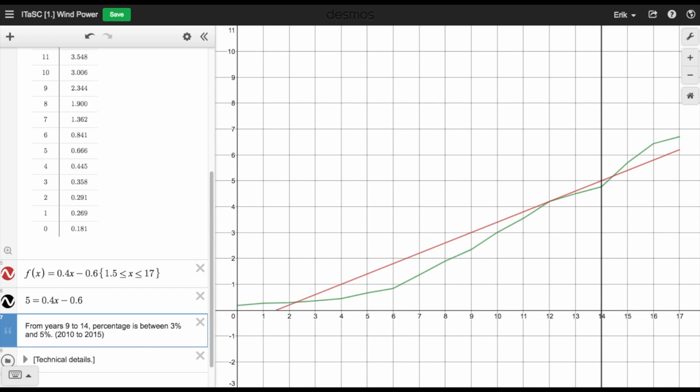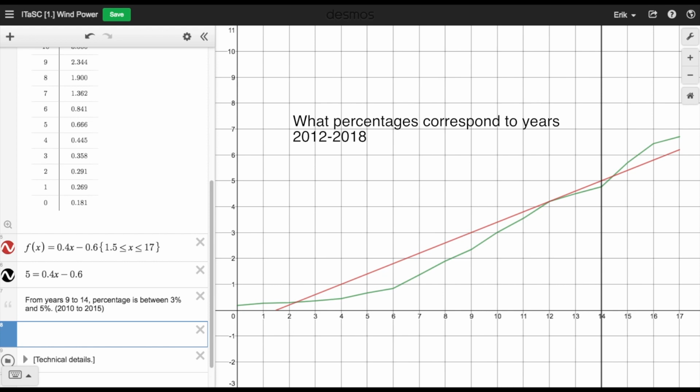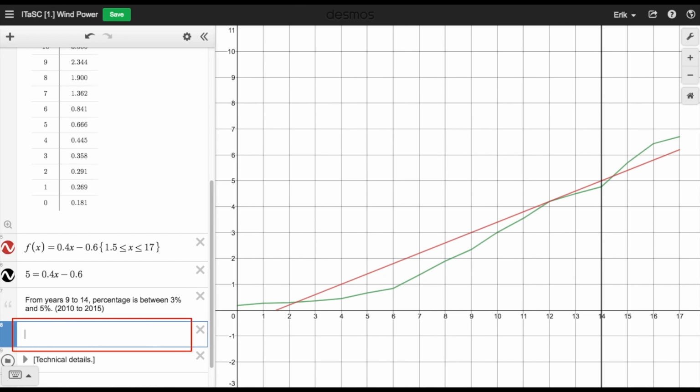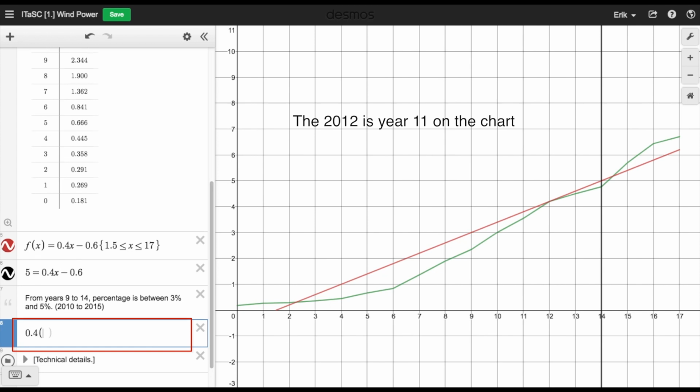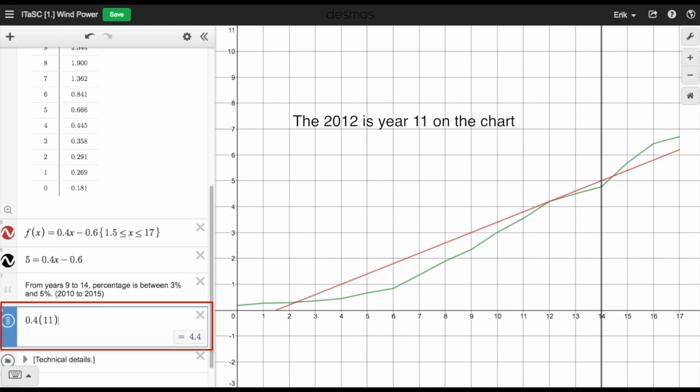Now let's ask a slightly different question. I'd like to know percentages corresponding to the years 2012 through 2018. And instead of knowing the percentage and wanting the years, well, now we know the years and we want the percent. So we're interested in 0.4, and we're taking x to be the year 2012. That's going to be 11, year 11, 11 years after 2001, minus 0.6. So we get a 3.8.